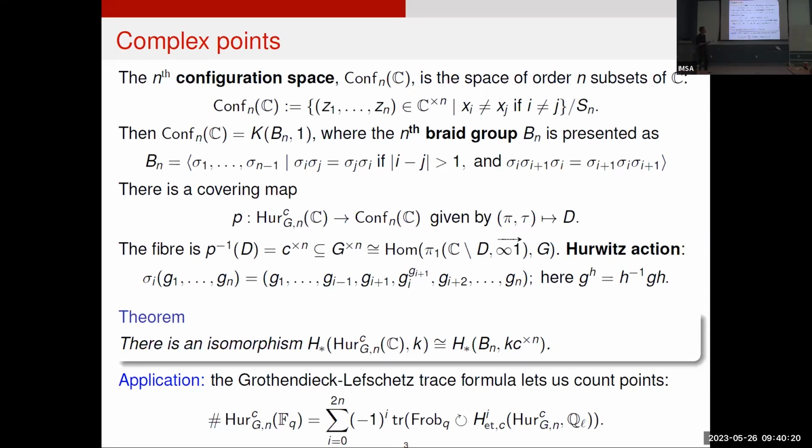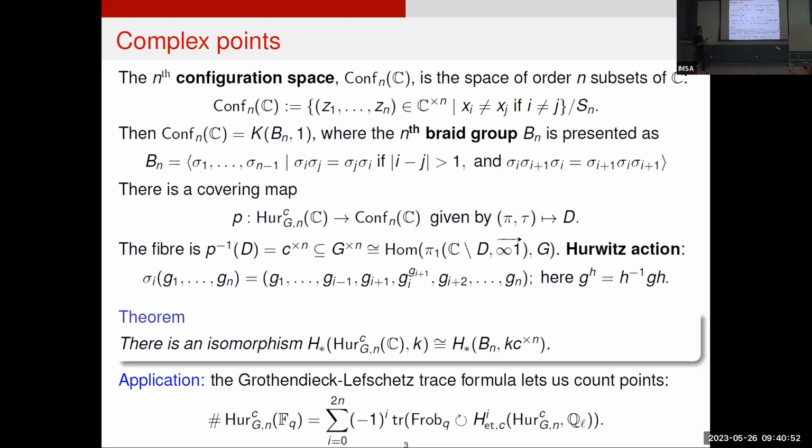And the action of the braid group on the fiber is something that Hurwitz discovered. So the i-th generator permutes an n-tuple as follows. It leaves most of the n-tuple alone, but it swaps the i-th and i plus first. But along the way, it conjugates the i-th by the i plus first. My notation g^h means right conjugation of g by h. Great. So that's a complete description of this space.